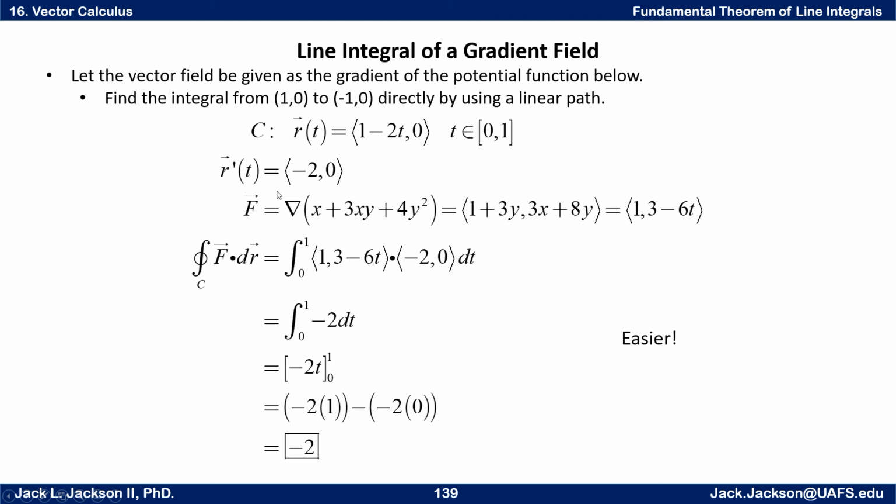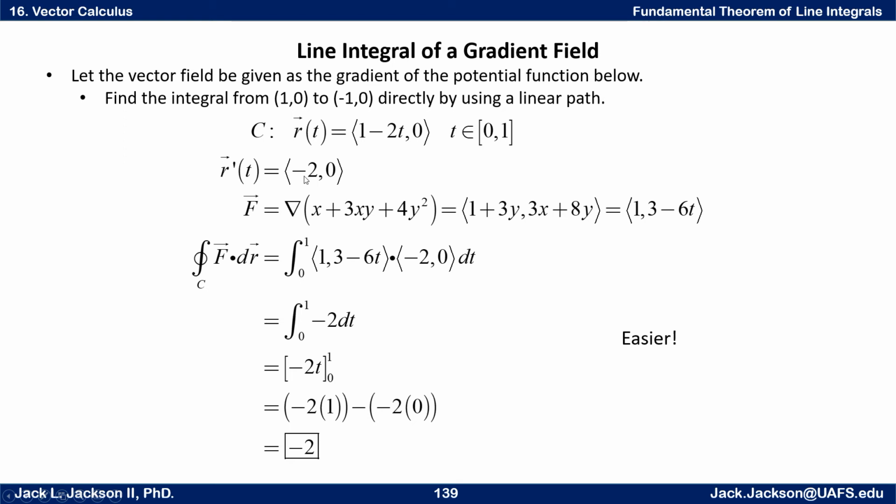Actually, it's quite a bit easier to work out. The position vector is 1 minus 2t comma 0, t going from 0 to 1. The derivative is then the constant vector, negative 2, 0. The gradient is still 1 plus 3y comma 3x plus 8y, but now when we plug in this, the y's are 0, so the terms in y go away, leaving only a 1 for the x component, and the x is 1 minus 2t, times that 3 is 3 minus 6t for the y component.